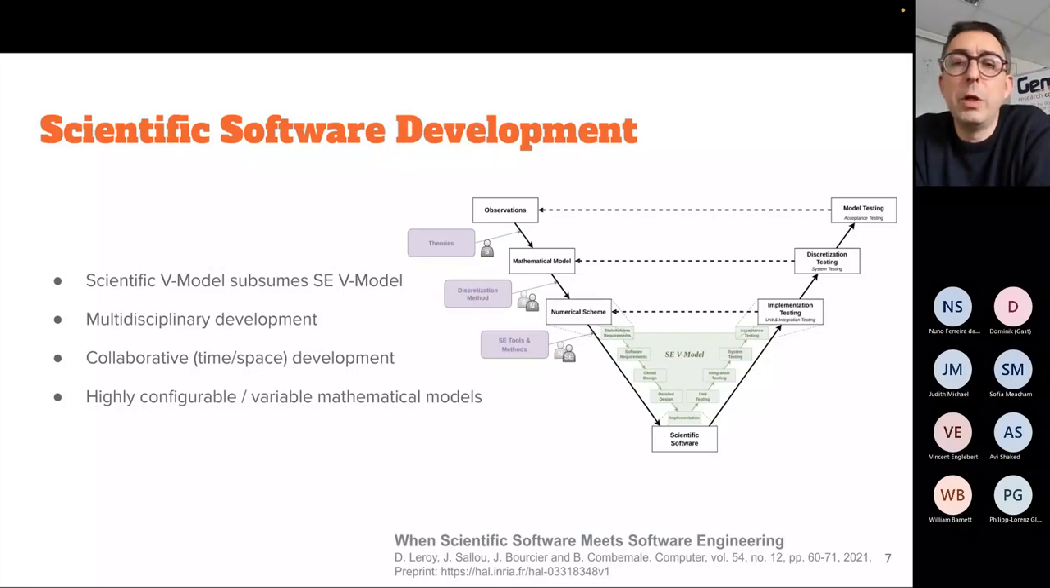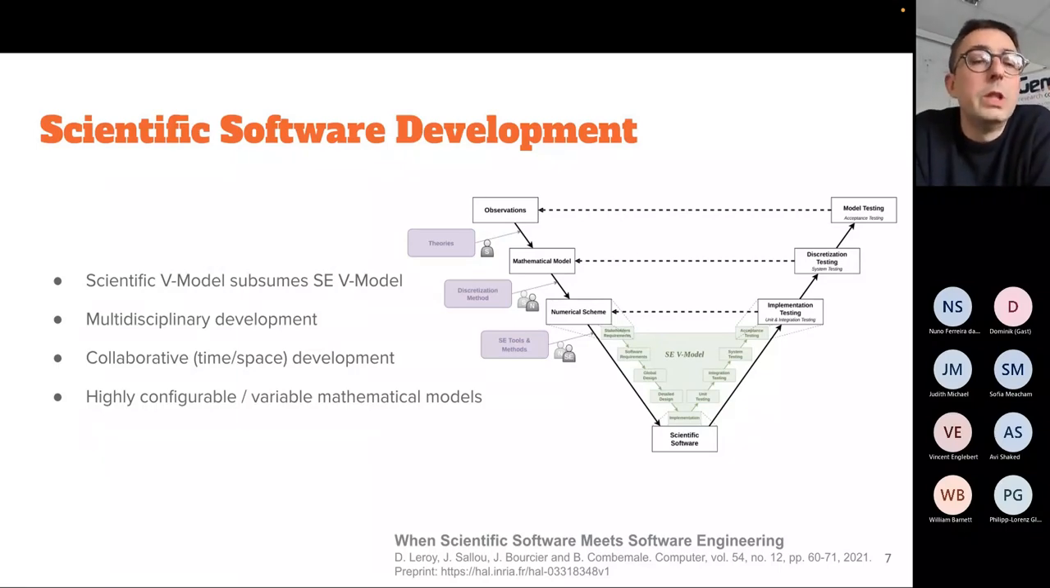But before getting this numerical scheme, we start from mathematical models that we need to discretize into a numerical scheme. And even before these mathematical models, we build them from observations. So the development process subsumes the actual one that we have in software engineering, because it also has new stakeholders. So it's a very multidisciplinary development where we have scientists, numericists, and software engineers that have to collaborate for building this scientific software. It's highly collaborative.